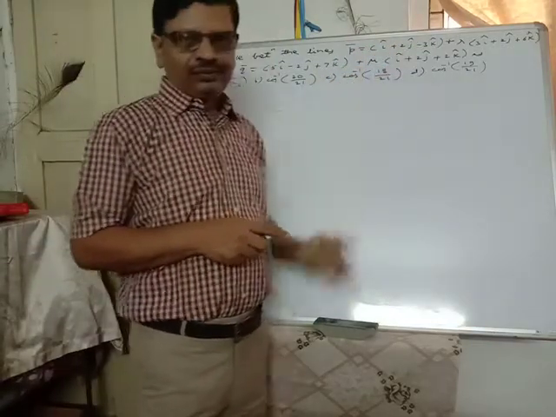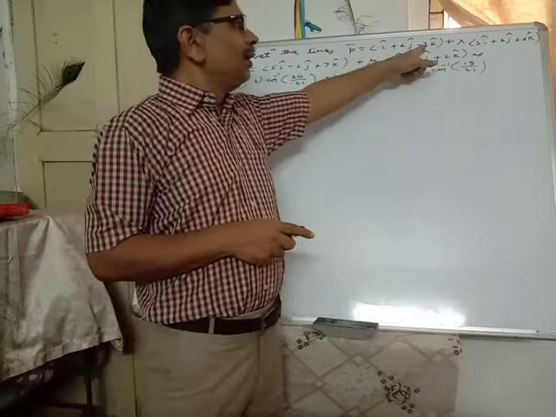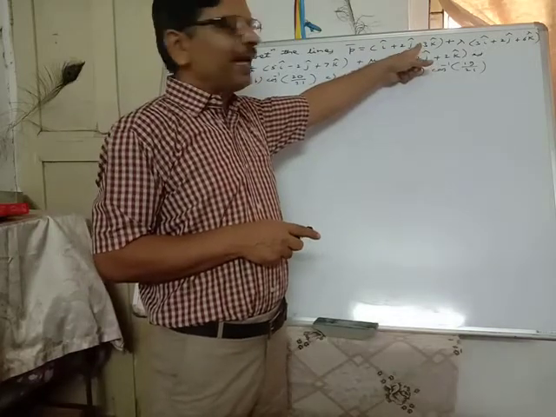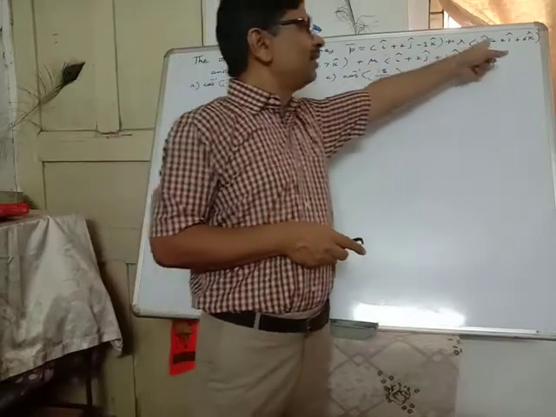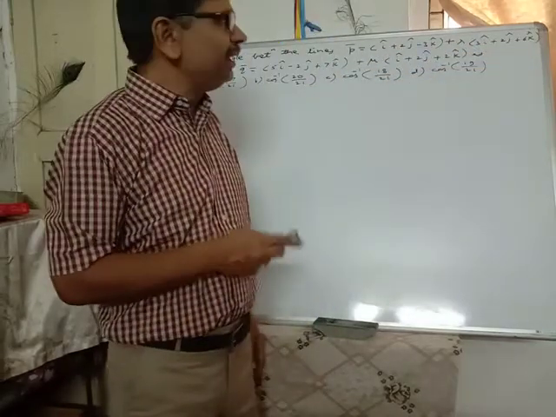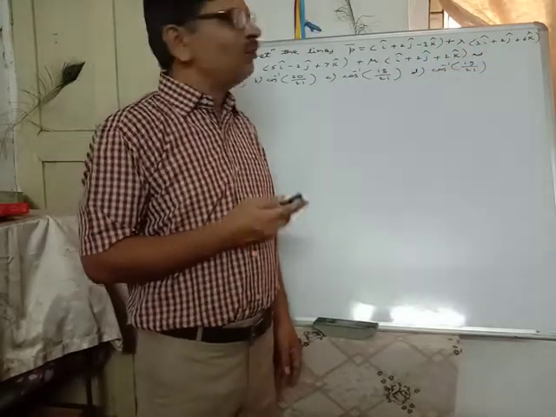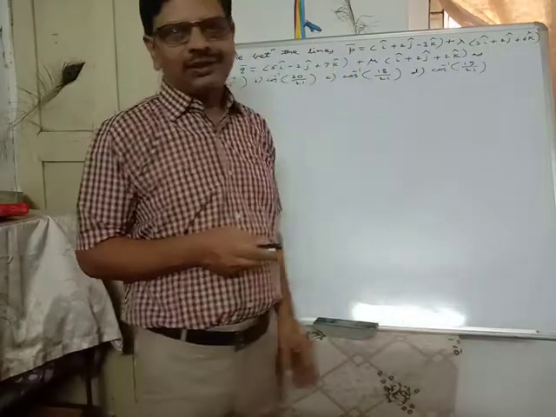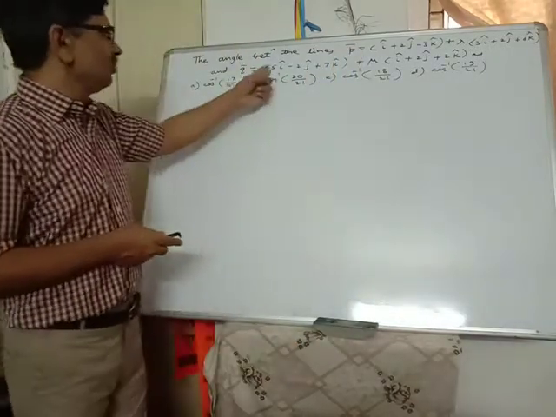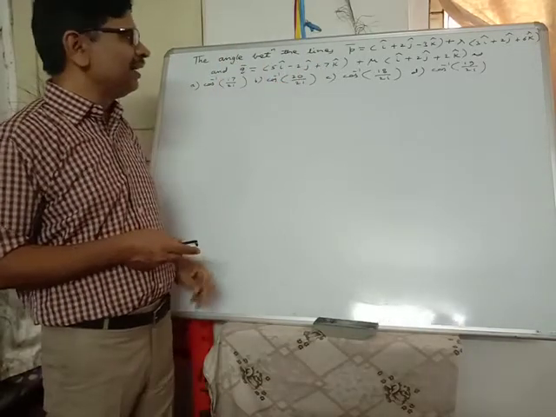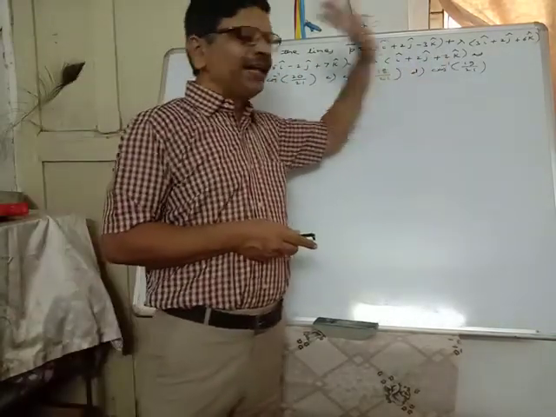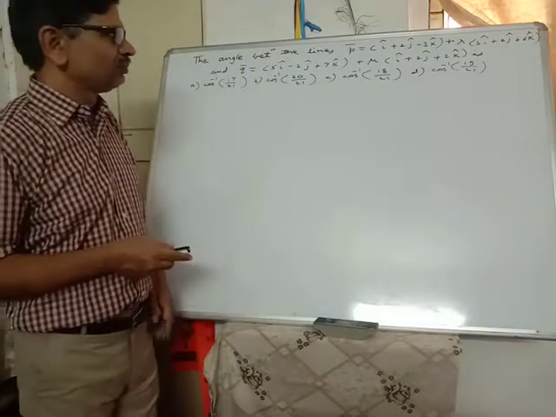Equation of line. Vector in first bracket is the position vector of a point on the line. Vector in second bracket, multiple of lambda, is a vector parallel to the first line. This is the position vector of a point on the second line. This is a vector parallel to the line.